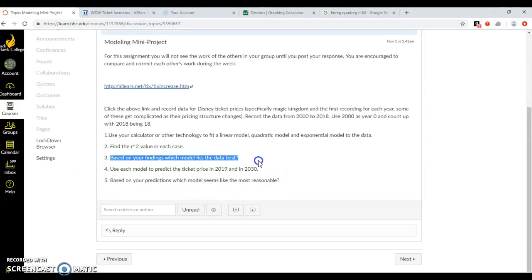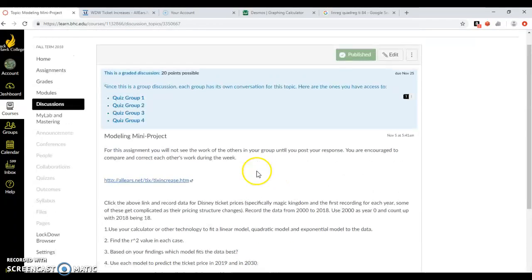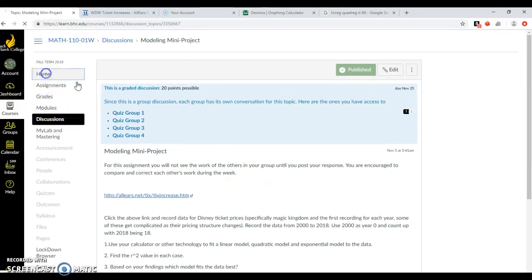So that may not line up with the one that fits the data best, because one of these models might go crazy by the time you get out to 2030. It might say, well, let's see, what would be crazier? That Disney tickets were $300 or that Disney tickets went down to $75. I don't know, both of those sound pretty crazy, but I don't know. Okay, that's the modeling mini project.